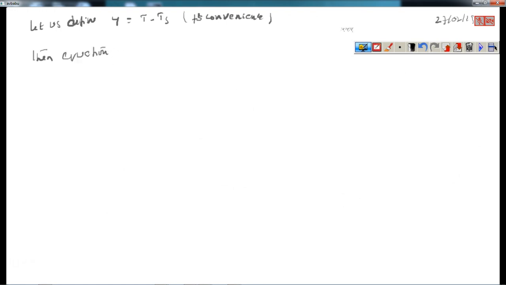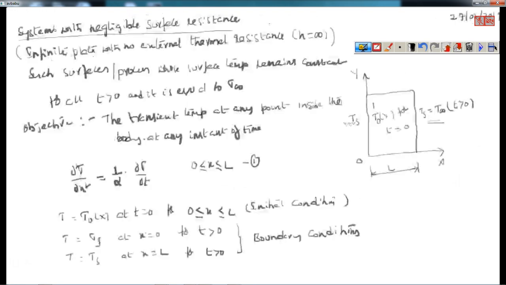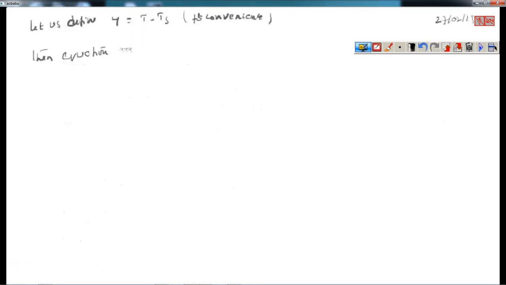This is equation one, right? Then equation 1 becomes alpha into del square y by del x square is equal to del y by del t. This is equation number 2.